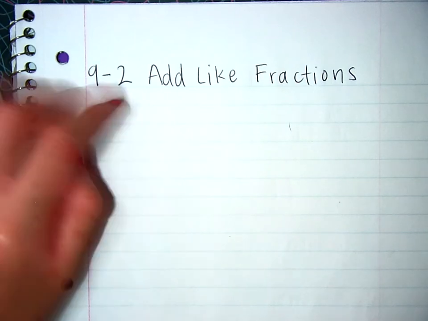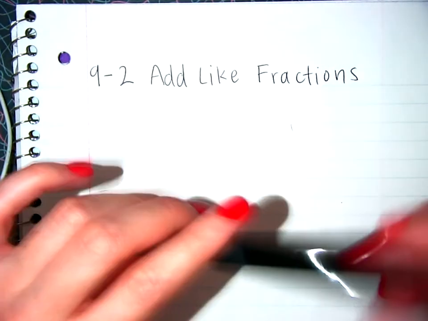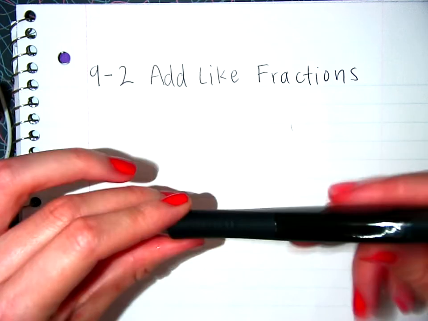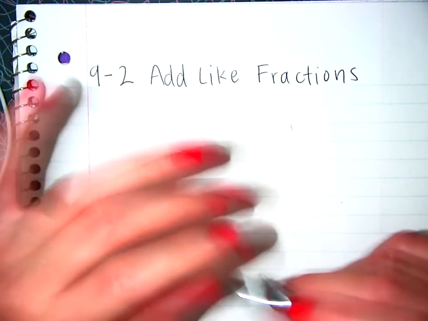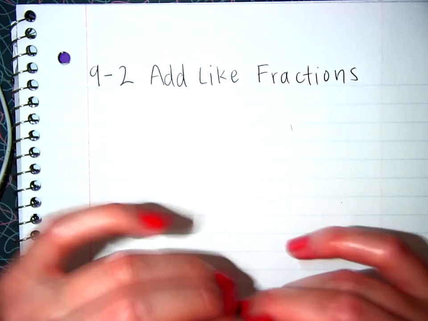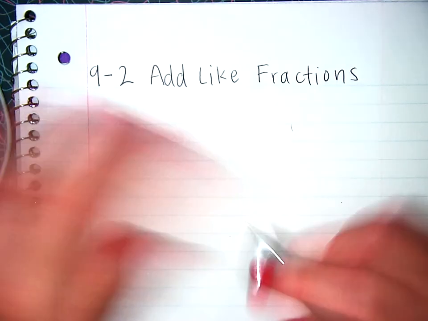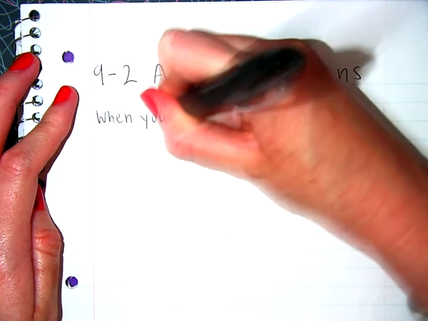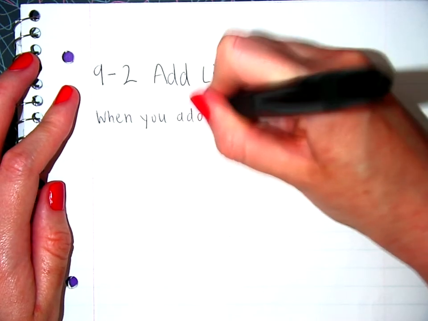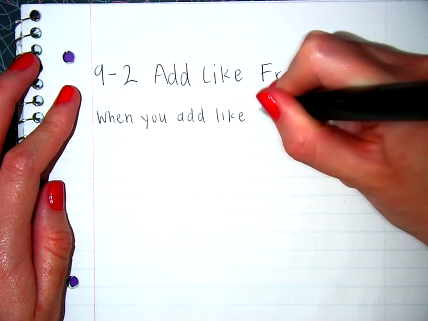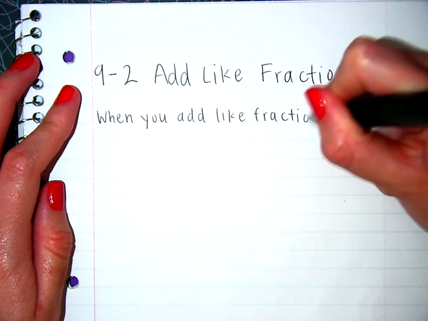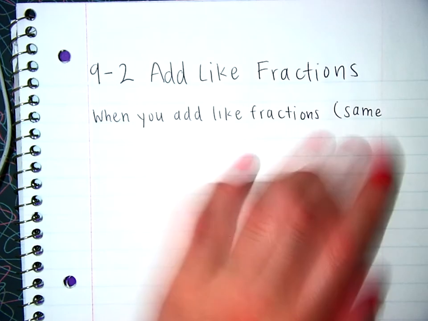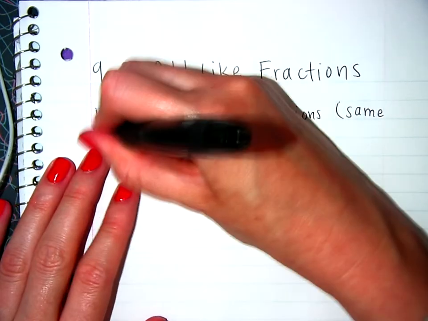And when they say the word like, what they mean by like is that they have the same denominator. That's what they mean by like, meaning that they are similar and that they have the same denominator. So when you add like fractions, and then I'm going to put in parentheses here to tell you what like fractions mean. So like fractions means same denominators.